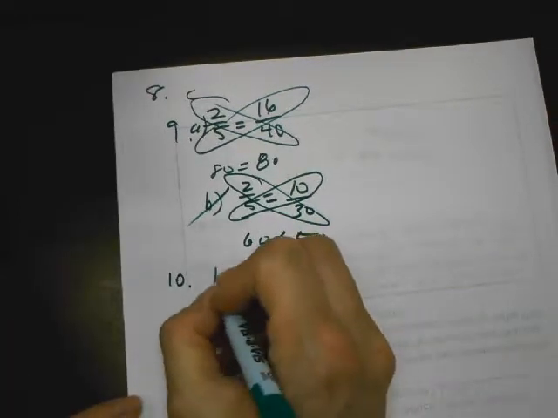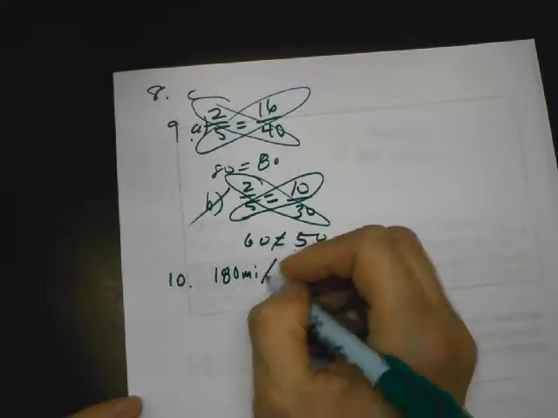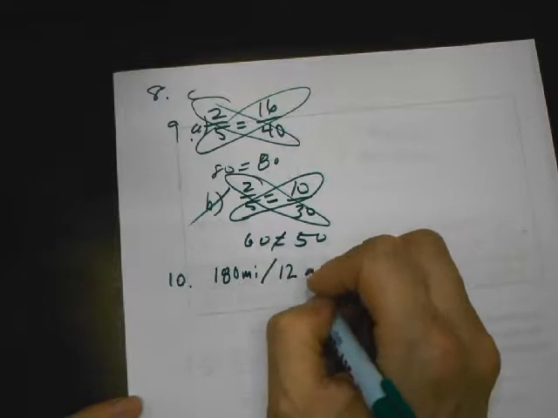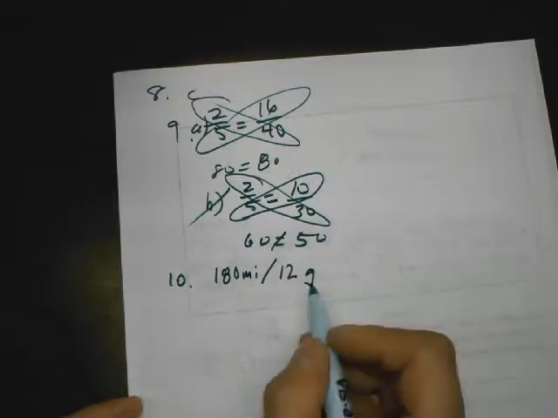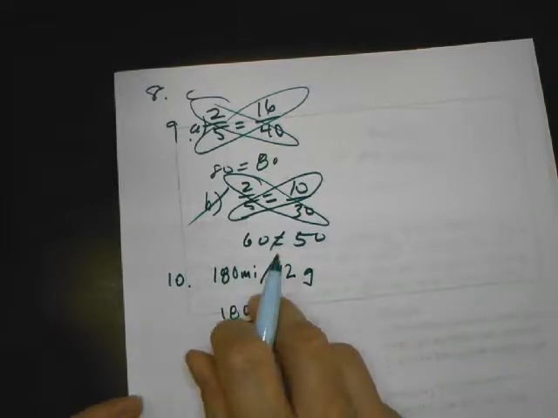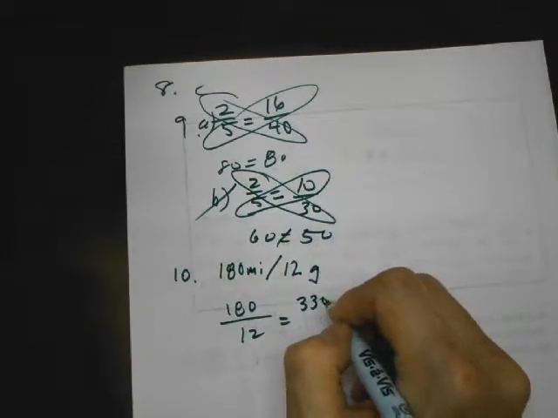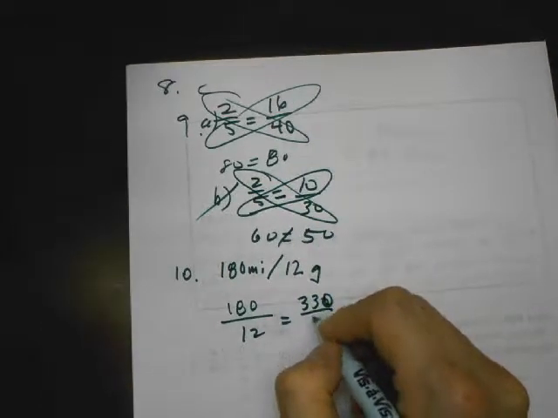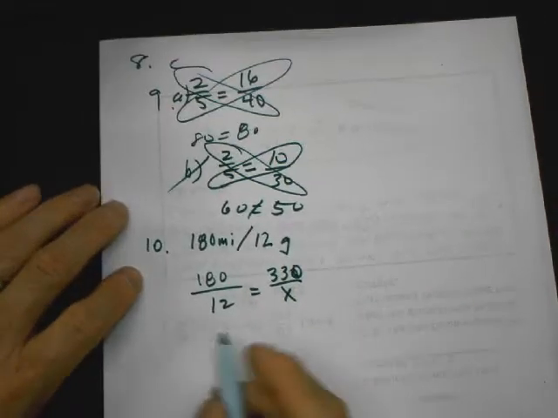Number 10, a van travels 180 miles. On means over or per or slash, 12 gallons. At that rate, how much gas will it take to travel 330 miles? So I got 180 miles per 12 gallons. I got miles on top here, so I got to put miles on top over here. 330 miles, and then how many gallons? So I got miles on top, gallons on bottom.